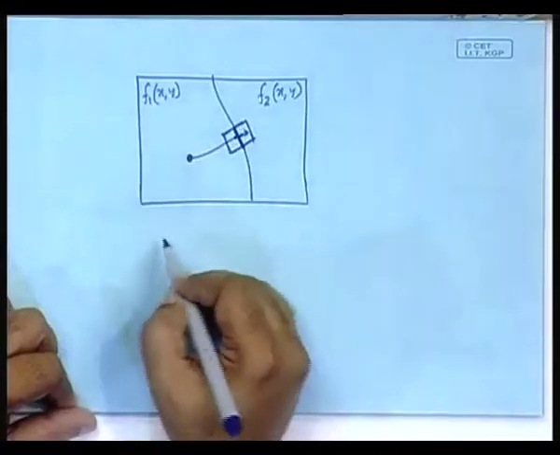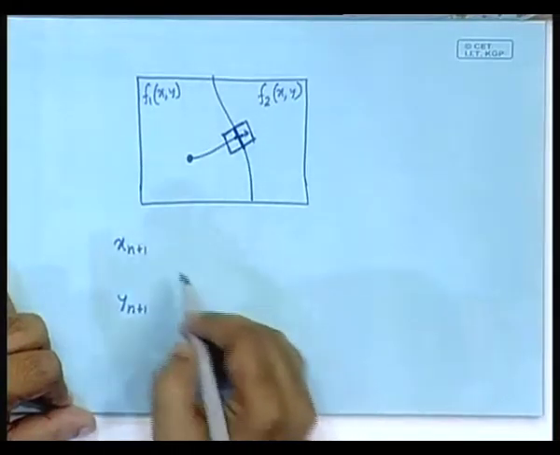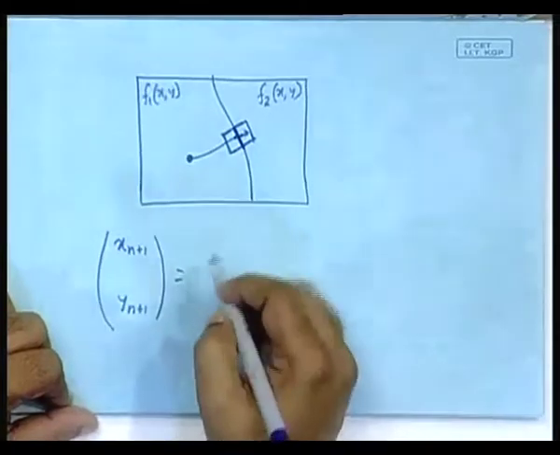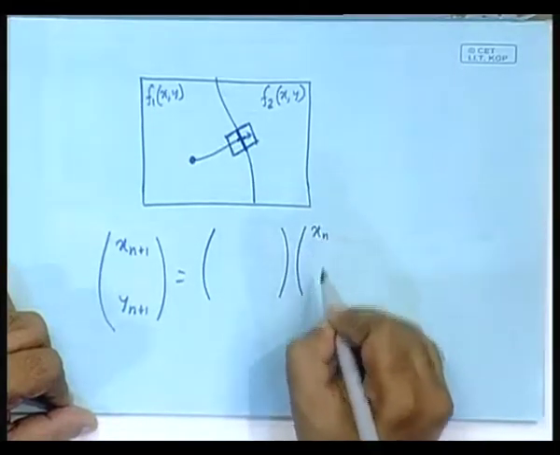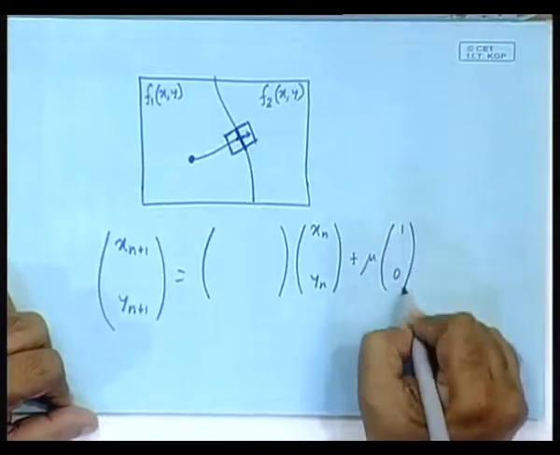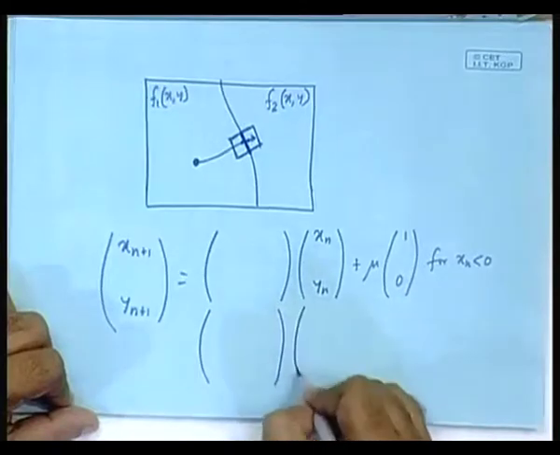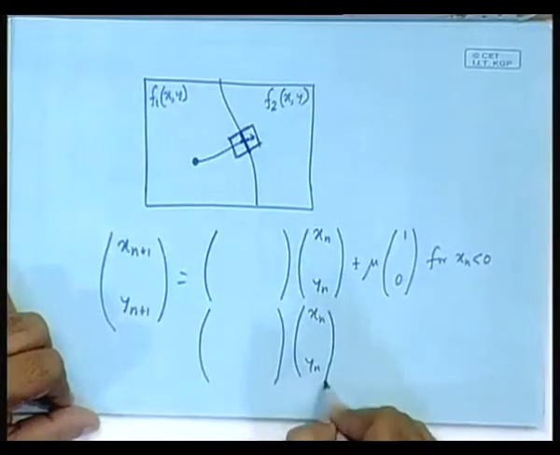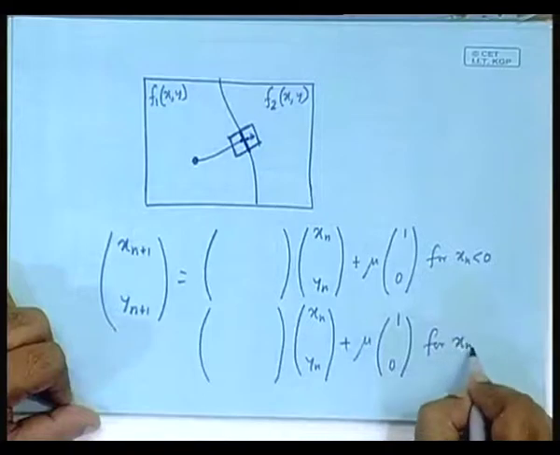So, no big deal. As a result, the map itself can be expressed in the very convenient form, where x n plus 1, y n plus 1 will be expressed as, here there will be a matrix times x n, y n, and there will be a parameter like this for x n less than 0, and there will be another matrix times x n, y n plus mu 1 0 for x n greater than 0.